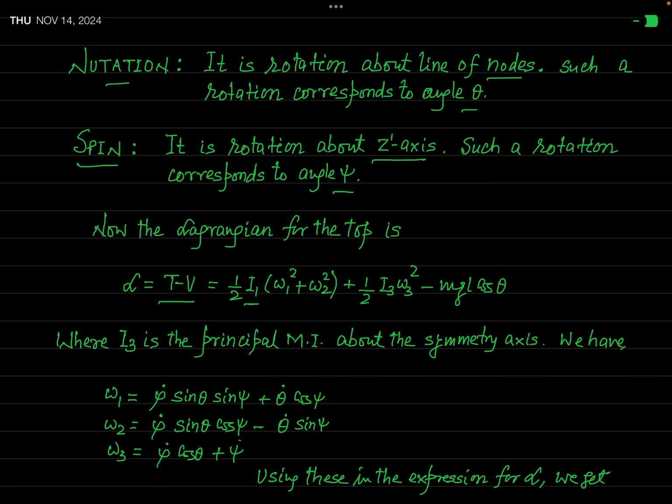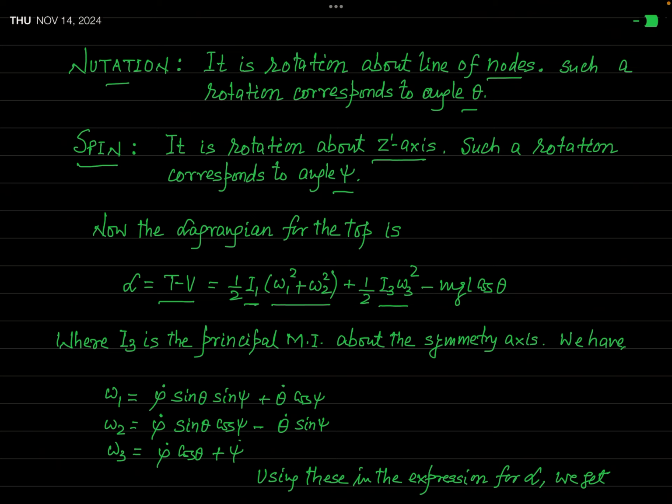I1 is equal to I2. So I have taken I1 as a common factor in the expression for T. So T is given as 1/2 I1 times (omega 1 squared plus omega 2 squared) plus 1/2 I3 omega 3 squared. This is actually the expression for the kinetic energy of this body.